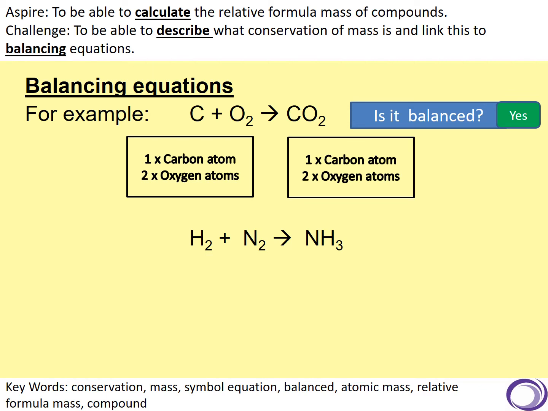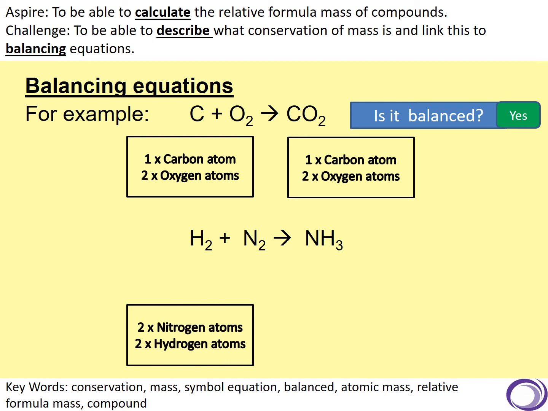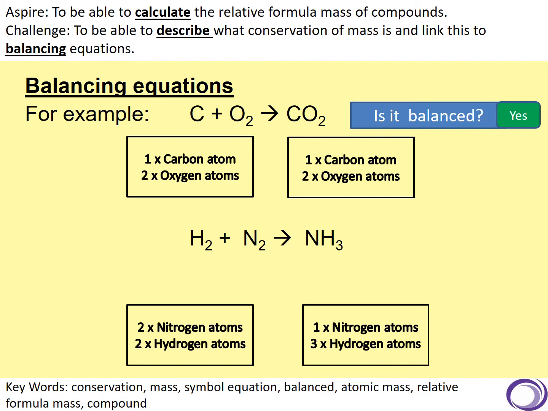We've got another example here. H2 plus N2 turning into ammonia. Okay, so hydrogen gas plus nitrogen gas turning into ammonia. If we do the process again, on the left-hand side, in the reactants, we've got 2 nitrogen atoms and 2 hydrogen atoms. On the product side, the right side, we've got 1 nitrogen and 3 hydrogen atoms. Is it balanced? No, at this point it isn't. And you would have to put large numbers in front of some of those molecules in order to balance it.